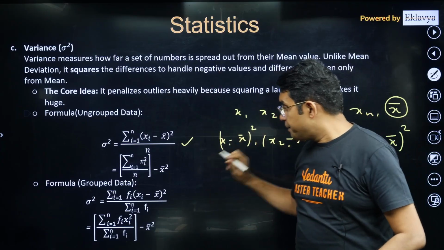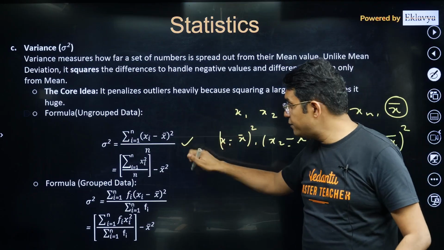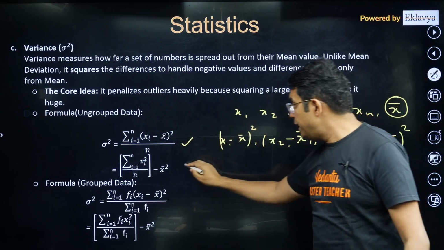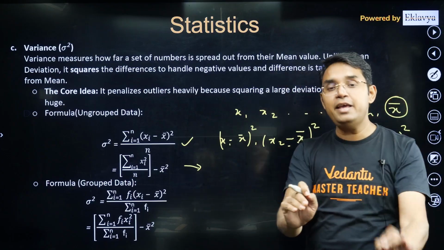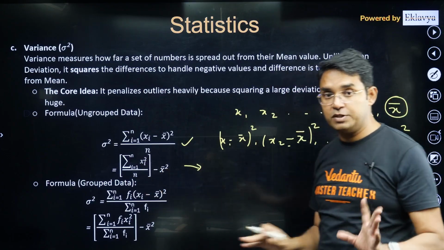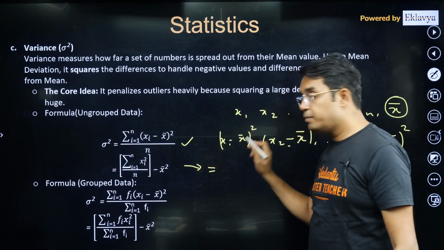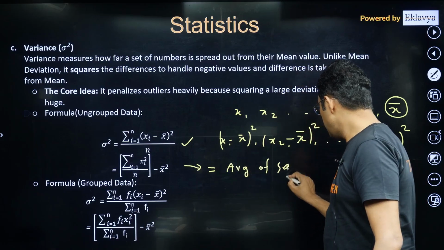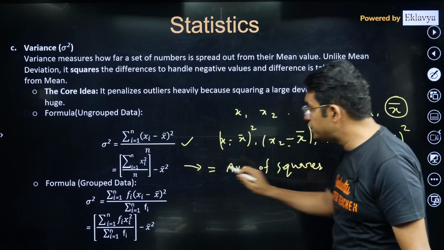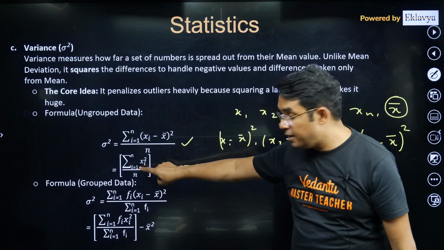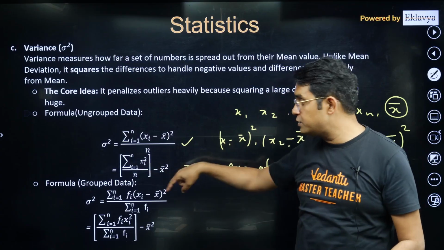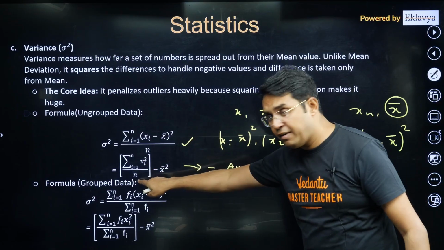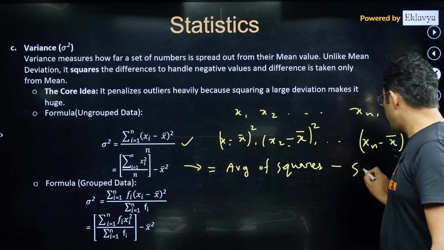If you simplify it, summation of (xi minus x bar) whole square, whole divided by n, it comes out to be like this. And there is one very important thing related to this expression, please understand, and it is equal to the average of squares. I have written here summation xi square, so x1 square plus x2 square plus x3 square and so on, divided by n, that is the average of squares, and then minus the square of the average.